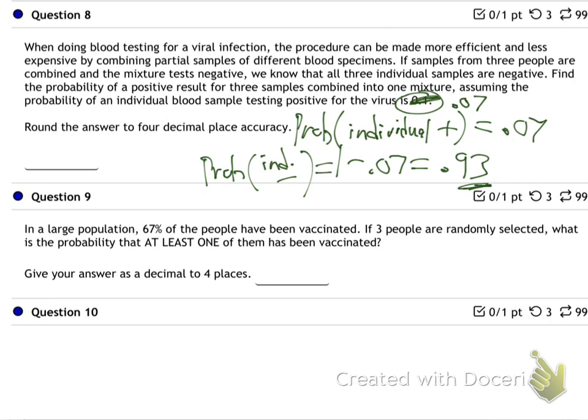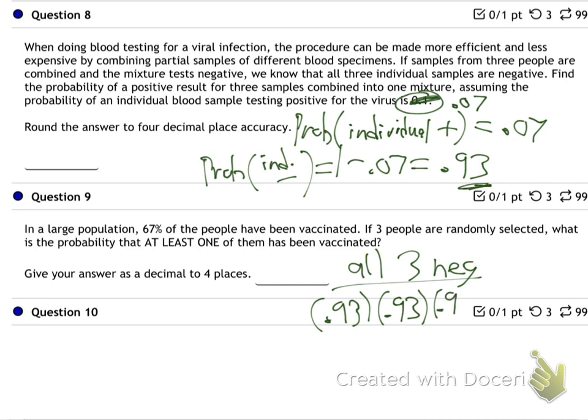That's for just one. And so then if you want all three to be negative, all three coming out negative would be 0.93, 0.93, 0.93. Hold on, we're not there yet. Let me wrap this up first. So that would be all three negative. So you would hit the buttons on your calculator, right? And that would come out 0.804357. Now that's the chance that all three are negative.